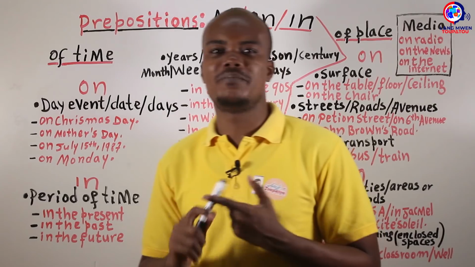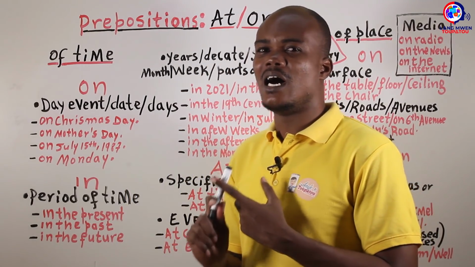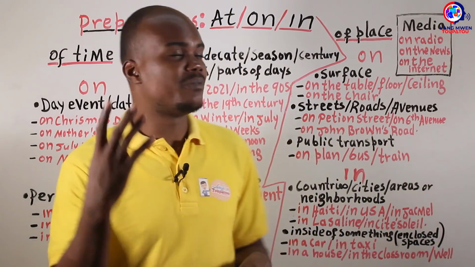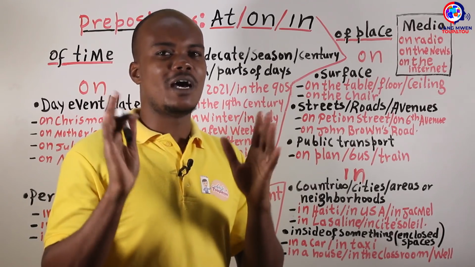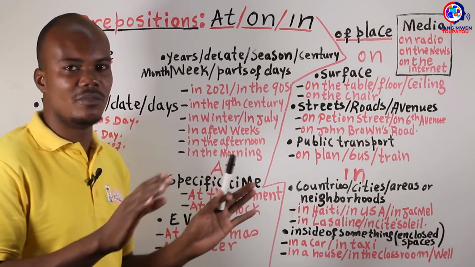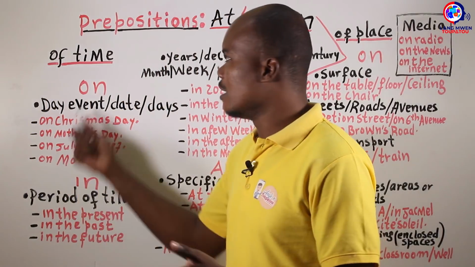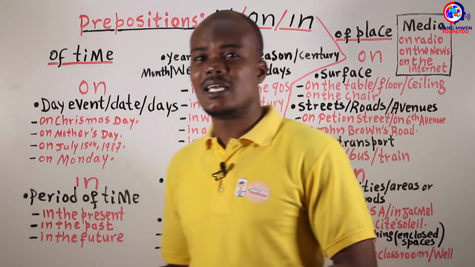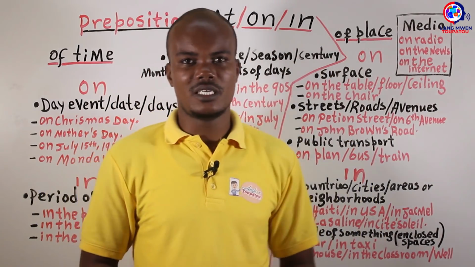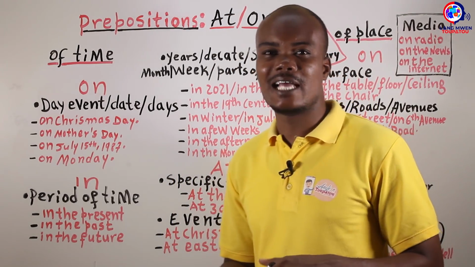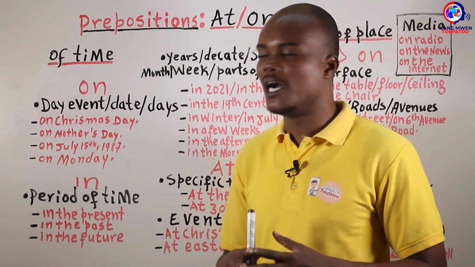So remember, preposition on and at are preposition of time, and at the same time, they are preposition of place. So I'm going to show you both sides of the board how to use preposition on and at as preposition of time, and at the same time, preposition of place. So let's get started. We're going to talk about preposition on and at as preposition of time.